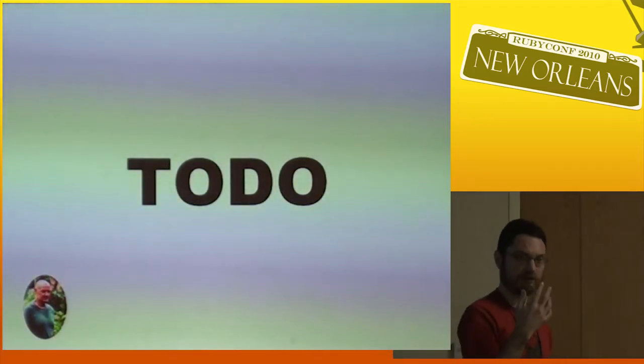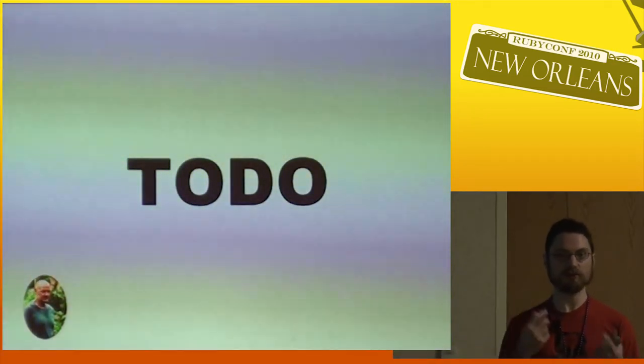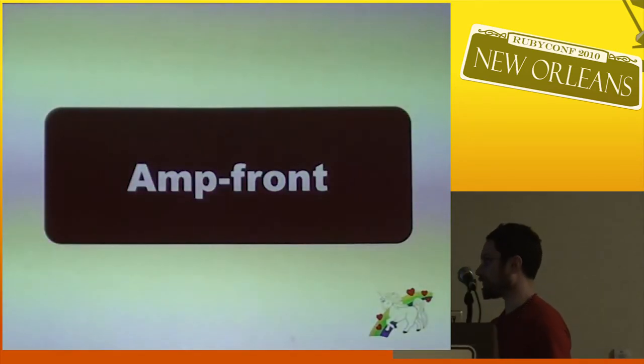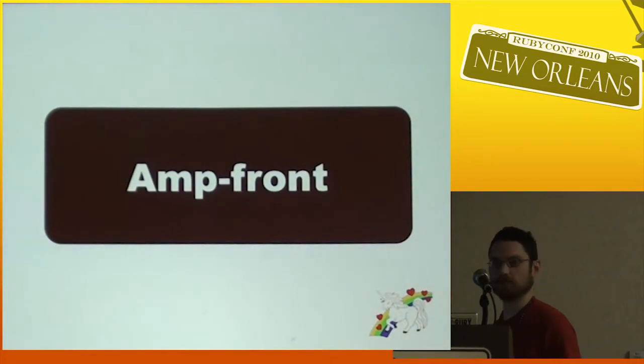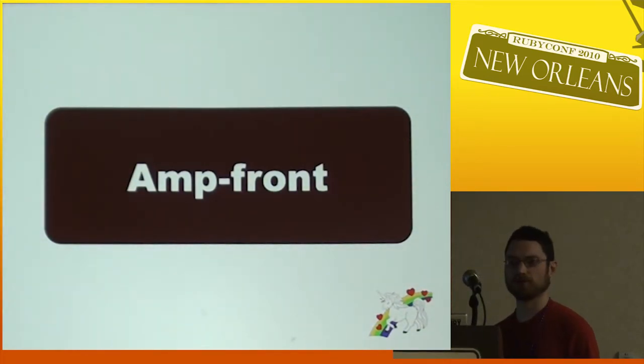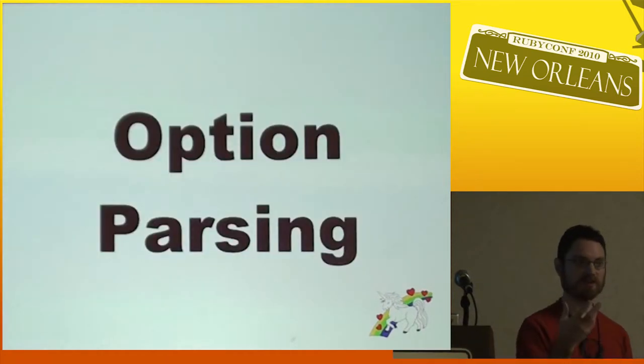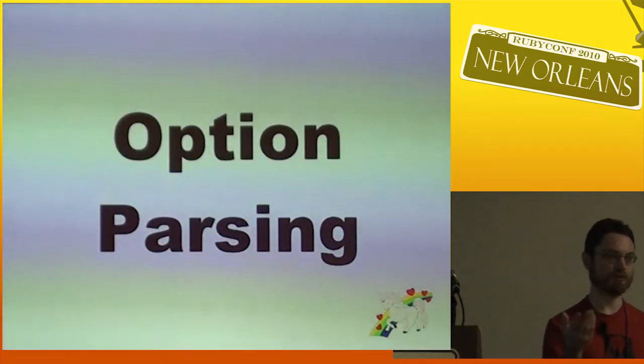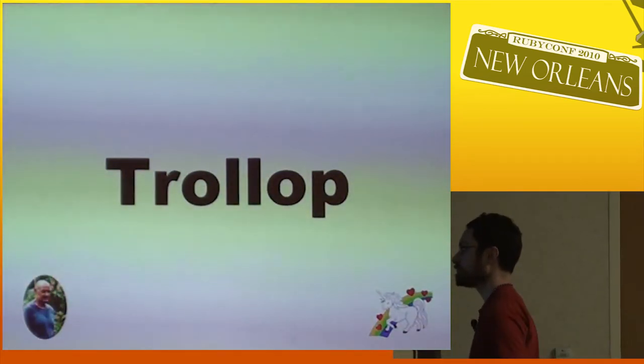Now, as I said, they're refactoring into AMP Redux right now. And it's going to be a modular system. The first and probably furthest advanced part is AMP Front. It's actually pretty far along now. That handles the command set, which includes all the option parsing through Trollop, which is also feeding off that for some of the built-in help features. Trollop.